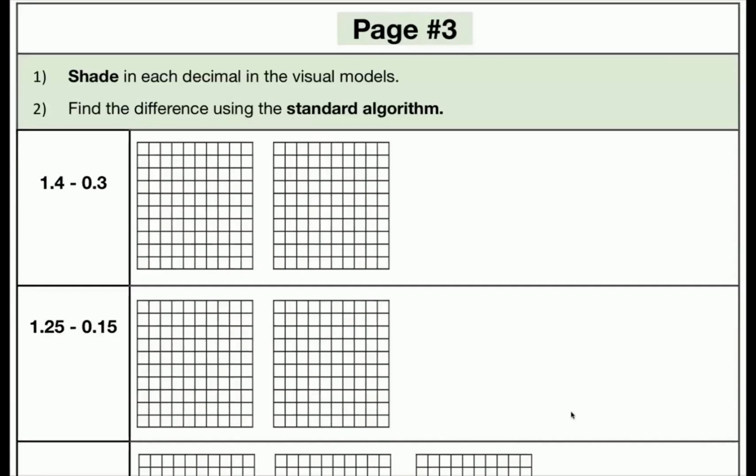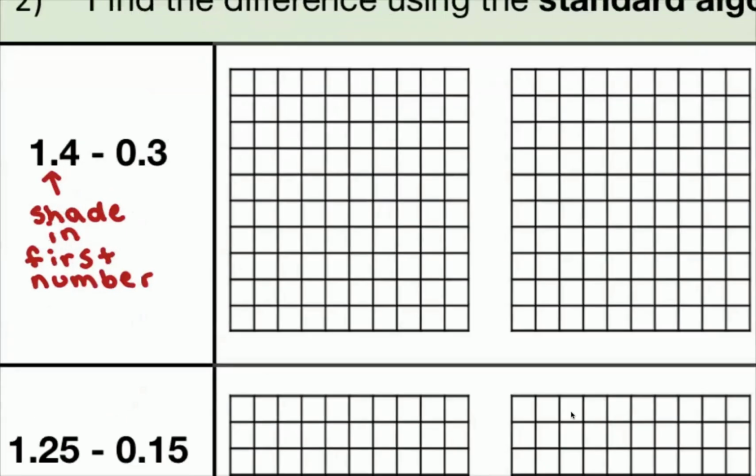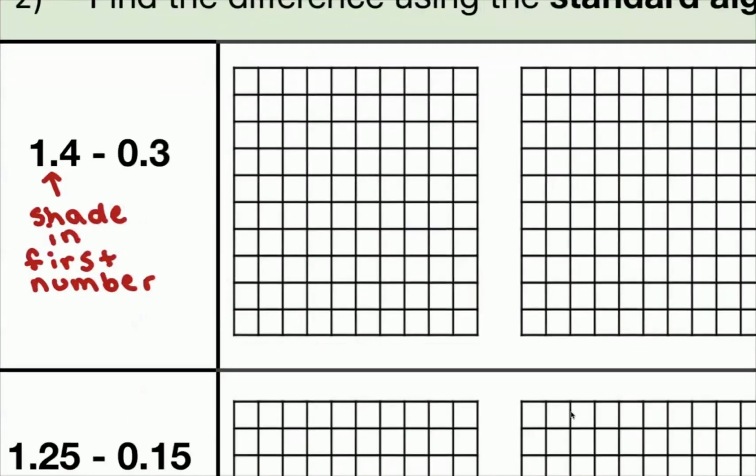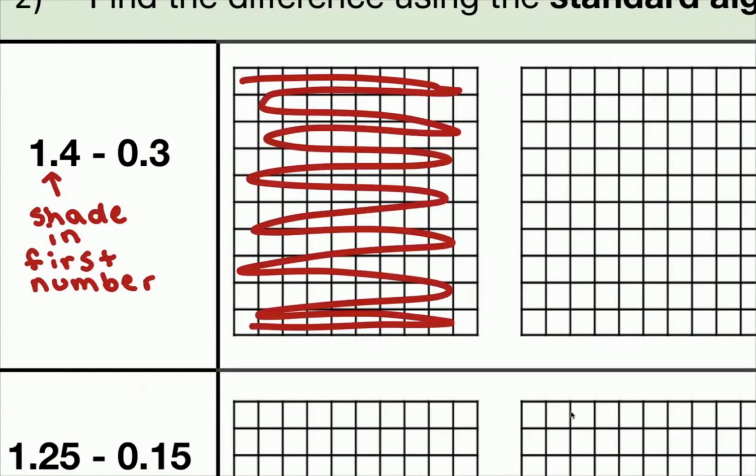Let's look at page 3. On page 3, we're practicing the same thing as page 2. However, we're subtracting now. So whenever we're subtracting and showing it on a model, we're going to start by shading in the first number. Okay, so we're going to shade in 1 and 4 tenths. So let's start by doing that. We'll shade in 1 whole, and then 4 tenths.